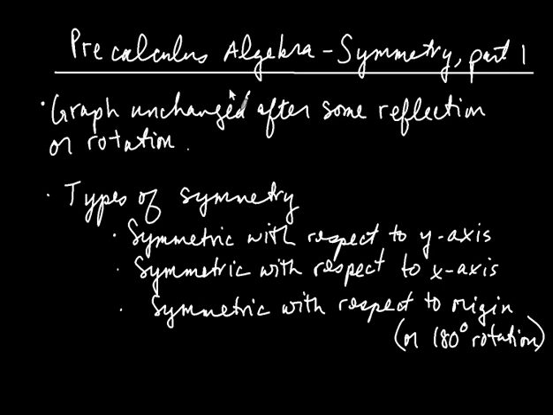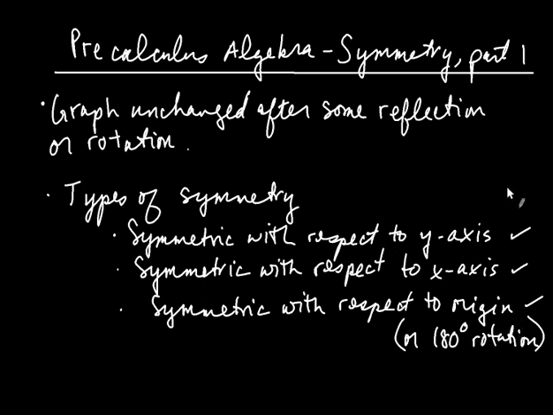Welcome to Precalculus Algebra, the video on symmetry part 1. All we mean by symmetry is, or rather we say a graph is symmetric or has symmetry when the graph is unchanged after some reflection, and that could be in the x or the y-axis, or some rotation. So the types of symmetry we're going to talk about are symmetric with respect to the y-axis, symmetric with respect to the x-axis, and when a graph is symmetric with respect to the origin, and we also say that it's symmetric with respect to 180-degree rotation.